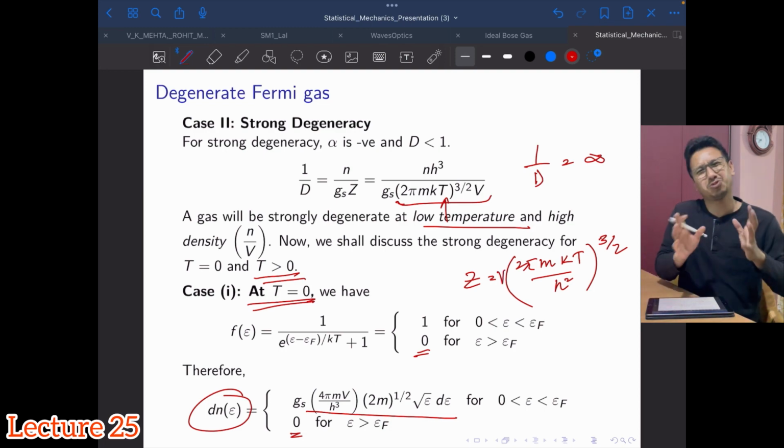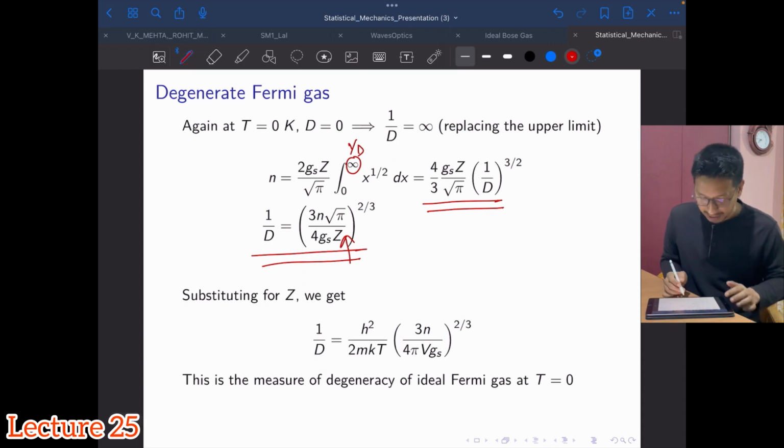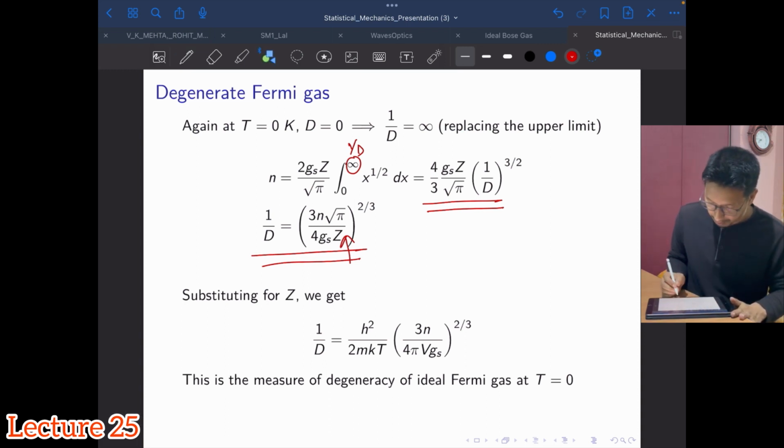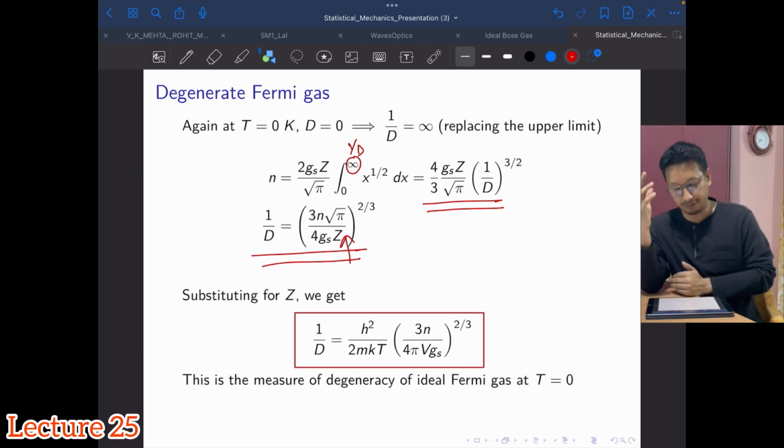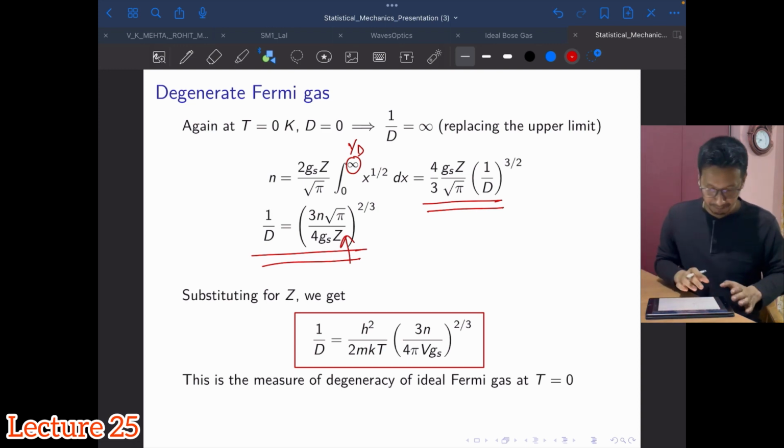Okay, this is your z. So this we have used many times. Okay, so if you substitute that, you will get an expression for 1 by d for the Fermi gas at absolute zero temperature. So this is the measure of degeneracy of ideal Fermi gas at T equal to 0. This is what the expression is.